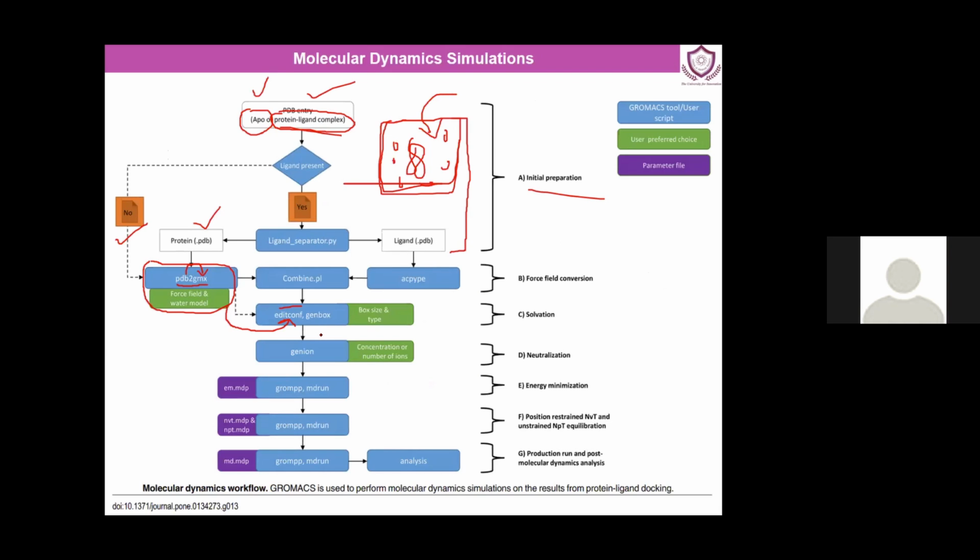another command which is called gen box, which will generate a box and it will add a solvent into it. So this phase is called solvation, and this PDB to GMX is called force field conversion, wherein we convert the PDB into the GMX. Now, after this, when you have generated a box and entered the required amount of solvent molecules into it, we need to add some kind of ions.